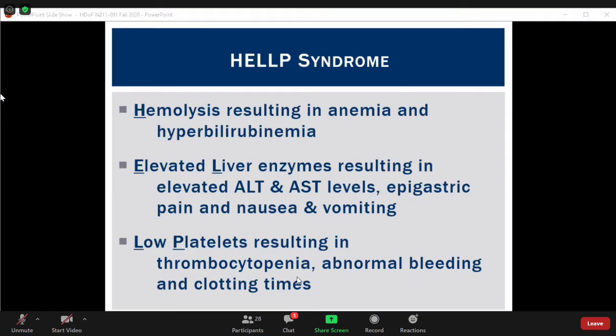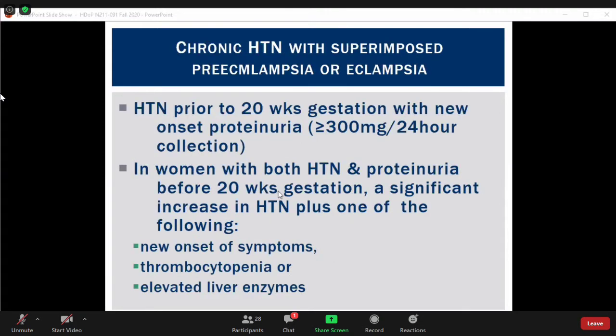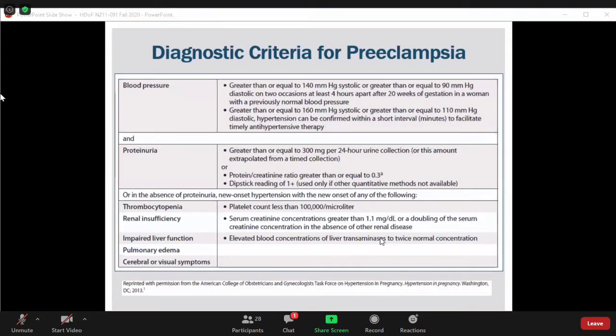Epigastric pain, nausea and vomiting from the liver involvement, those occur in HELLP. And then low platelets. So again, thrombocytopenia, abnormal bleeding, abnormal clotting times. And then if that isn't enough, your patient with chronic hypertension can have preeclampsia or eclampsia superimposed on top of their chronic hypertension. So again, there's a spectrum, a lot of different things that can happen with these patients.